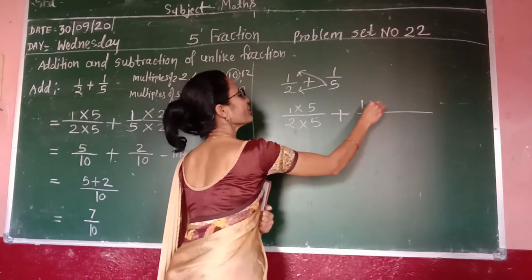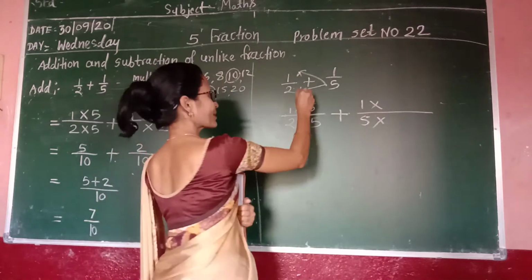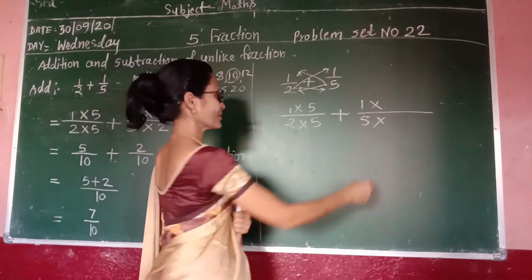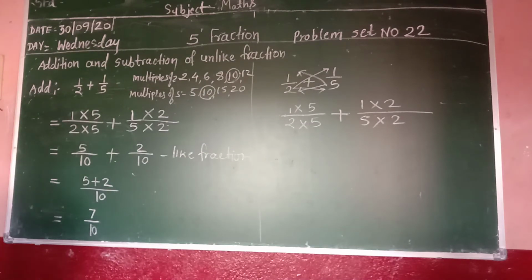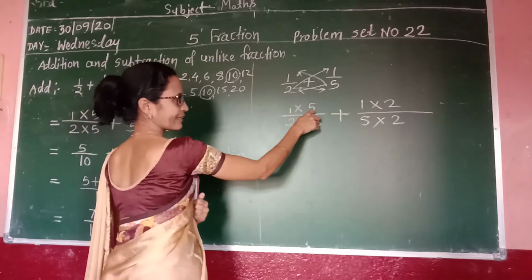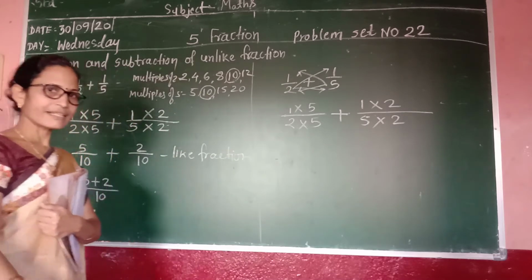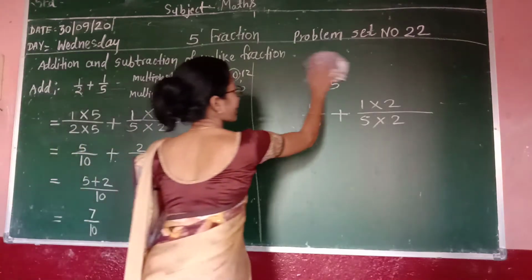Here what will you do? Multiply by 2, the denominator of the first fraction, like this. That is 2/2. Understand? You can do cross multiplication. 1 multiply 5, 2 multiply 1 here, and 2 multiply by 5 here. Then you convert it into a like fraction and then do the addition. Next, I will explain another example.